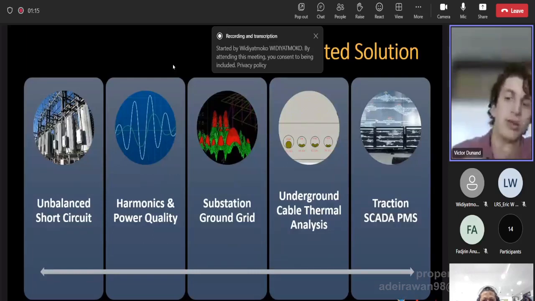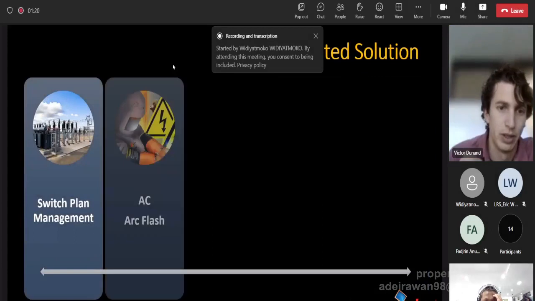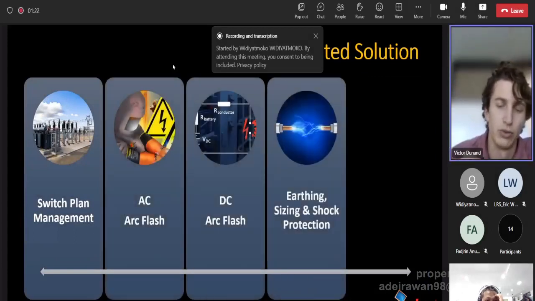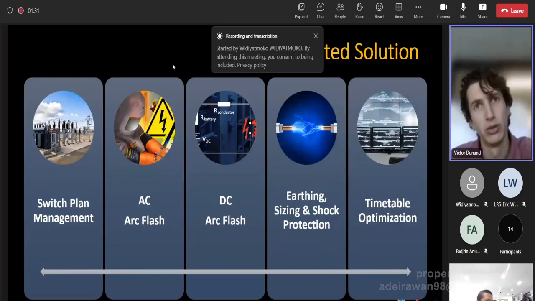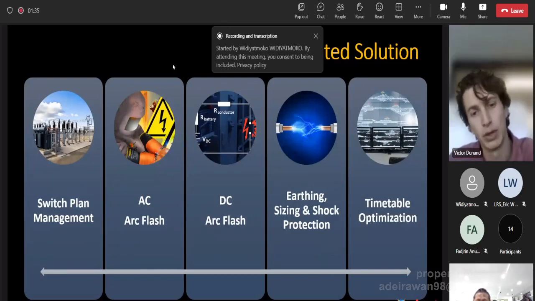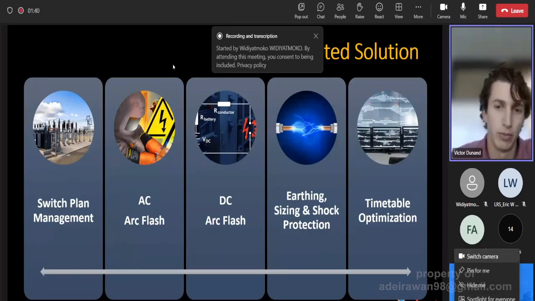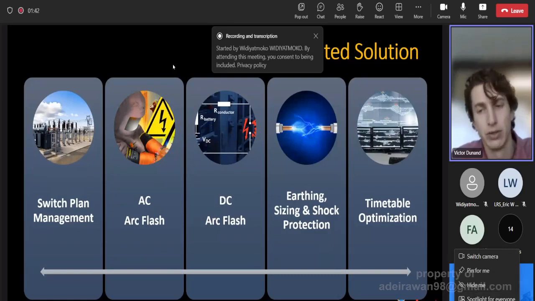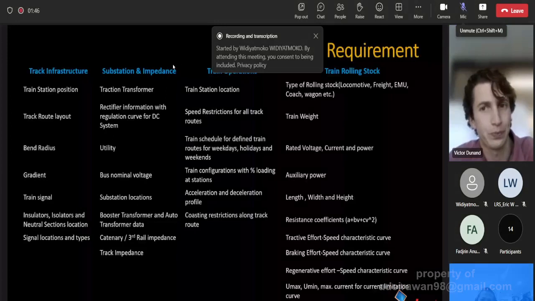and thermal analysis into the PNS, with the ability then to run operational things. So you can use our software to simulate switching plant management. So how do I switch the breakers to maintain power to the lines if I need to do maintenance operation? Looking at the arc flash calculation, both on the AC side and DC sides, whether it's low voltage or medium voltage, hazard protections, optimization of the timetable based on the network.